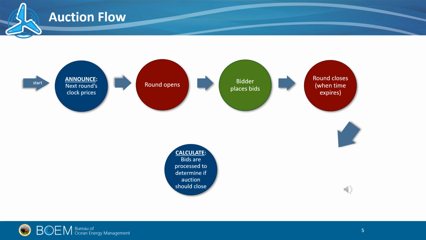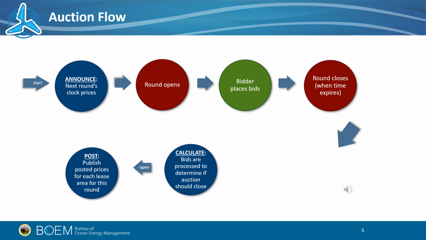If aggregate demand exceeds 1 for at least one lease area, then the auction continues. The posted prices are published for each lease area, and the auction will proceed with another round of bidding for every lease area. If, after the bids of a round have been processed, aggregate demand is less than or equal to 1 for every lease area, the auction ends.